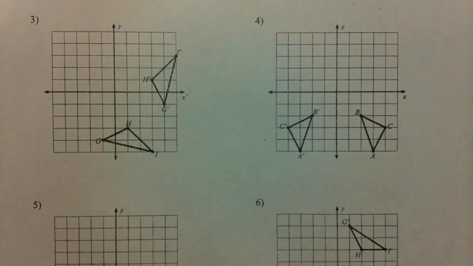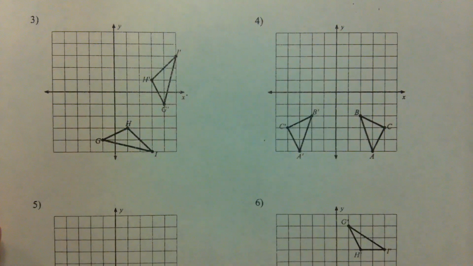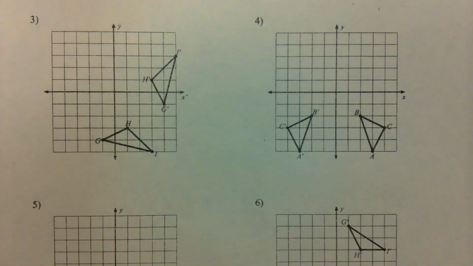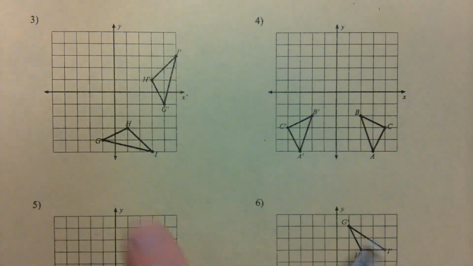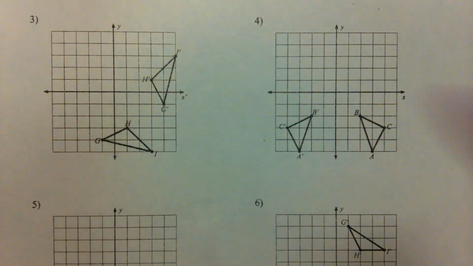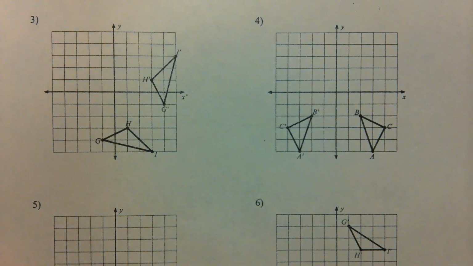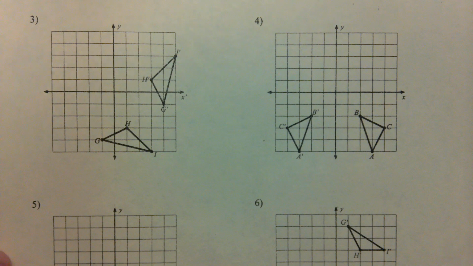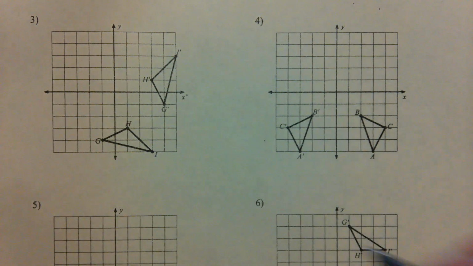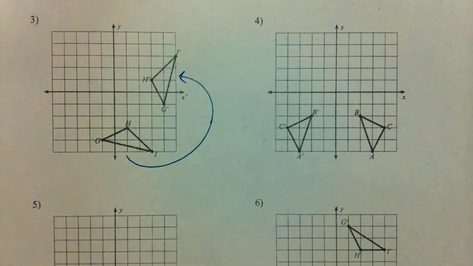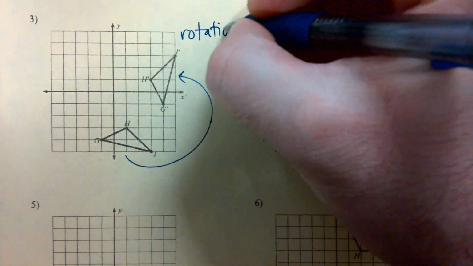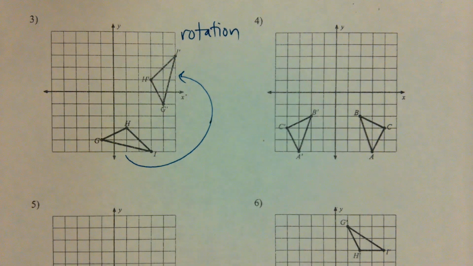We gotta focus. Number 3. Does it look like a reflection in number 3? No, definitely not. It's a weird looking mirror if that's a reflection. Does this look like we just took GHI and moved it up and over? No, because our orientation has changed. So it's not going to be a flip. It's going to be a turn, a rotation. This is a rotation.